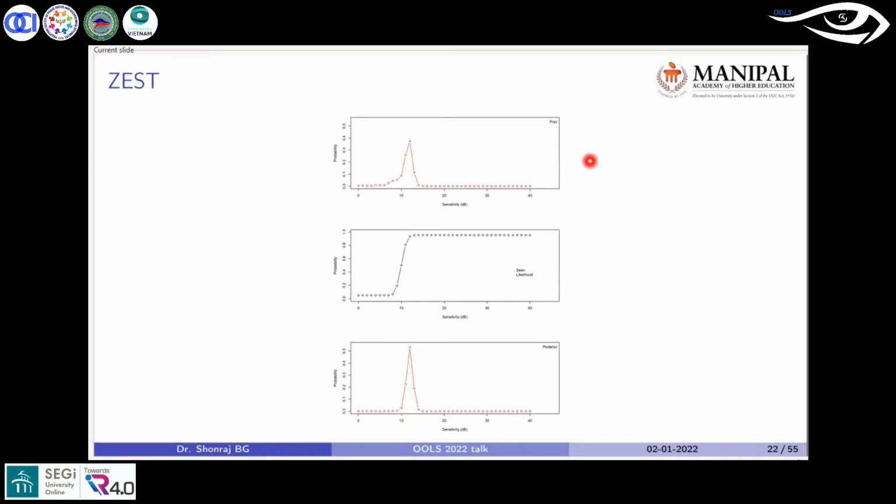You start with a huge assumption, and based upon your responses, you narrow down exactly where your threshold is, and you take the mean of this. Okay, so that's how the Bayesian-based procedure works. So it's not as simple as your staircase. Your step sizes are not fixed.